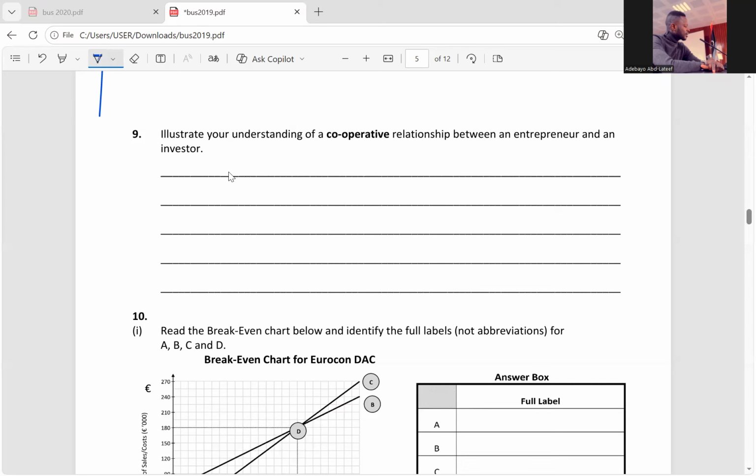So all you need is an investor who has money. It could be individuals, it could be banks, it could be financial institutions. They are financiers. So they have money to lend out to who needs it. So the relationship between an investor or a financier and an entrepreneur is a cooperative relationship. Both of them want to make profit. So the investor has money, the entrepreneur has the idea. So they are combining. That's a cooperative relationship. So they are coming together.